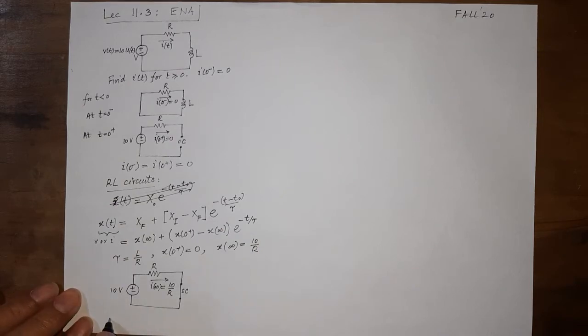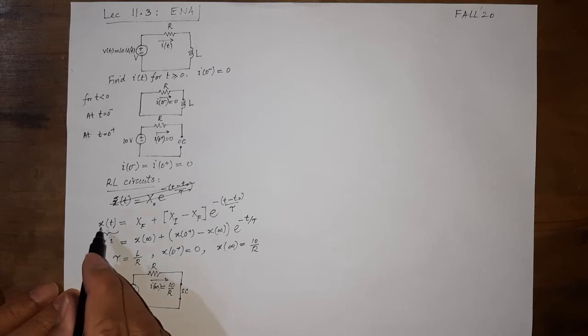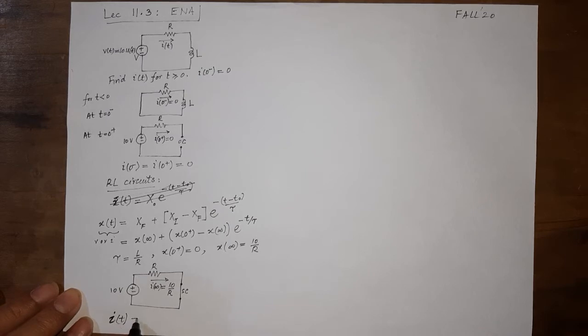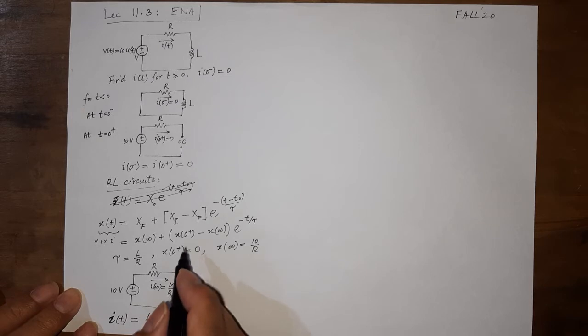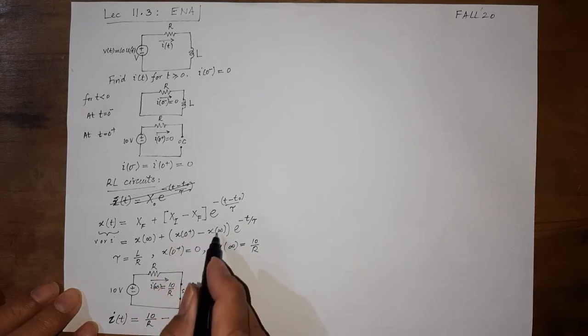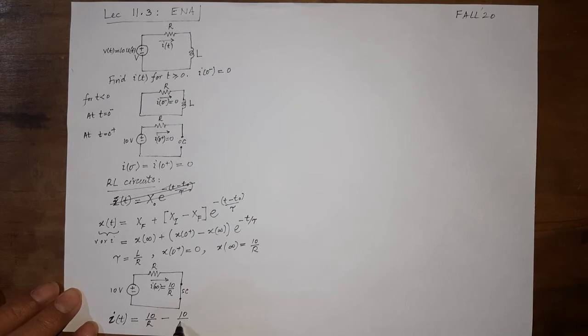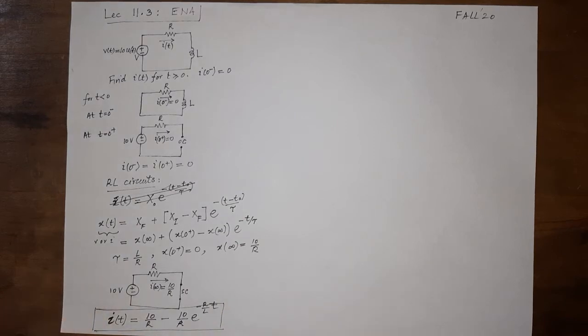So therefore, in this case, this x is current. So i(t) would be equal to I's final value, which is 10 over R, plus this is 0, so minus the final value times e raised to the power minus t over (L over R), or minus R over L times t. So this is the solution based on what we already know in LCA.